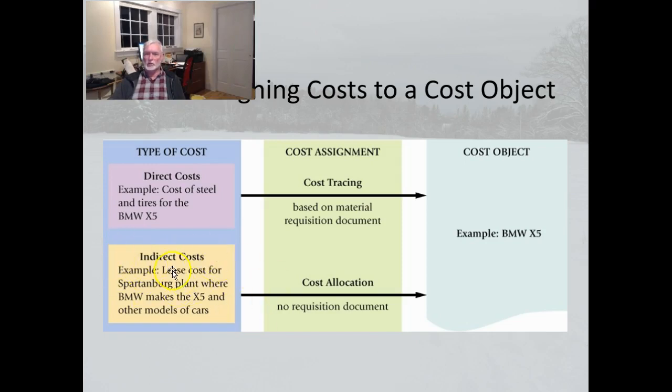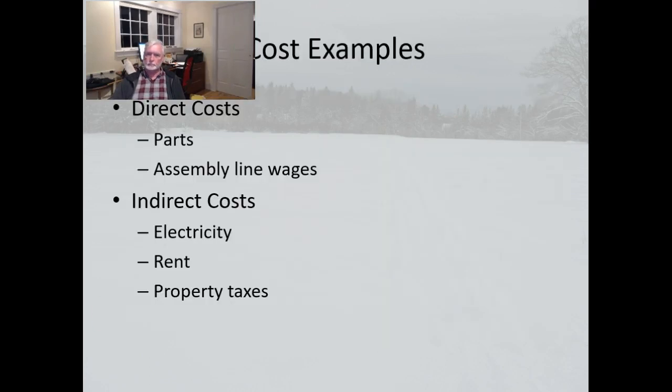And this is where the problems come. It comes with indirect costs. Direct costs, generally parts and assembly line wages, we can directly trace to this particular product. Indirect costs, electricity, rent, property taxes, these are overall costs that are necessary to run the plant, but they are not directly traceable, so we have to allocate them using some method, which we call a cost driver, to the different products that we make in the plant.